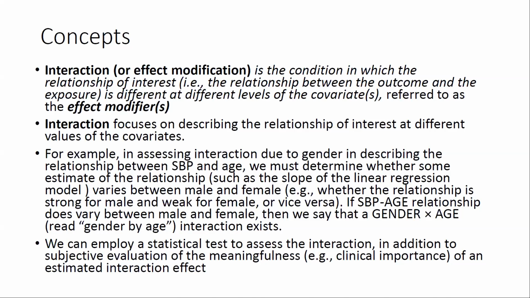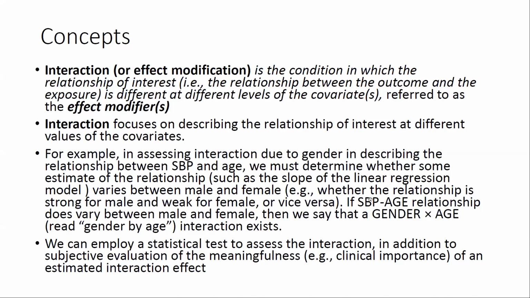So one example is when we assess the relationship between SBP, which is systolic blood pressure, and age, and we want to see if gender is an effect modifier or not. So then we must determine whether some estimate of the relationship, for example, the slope of the regression model, varies between male and female. So remember, male and female are the only levels for the gender variable.